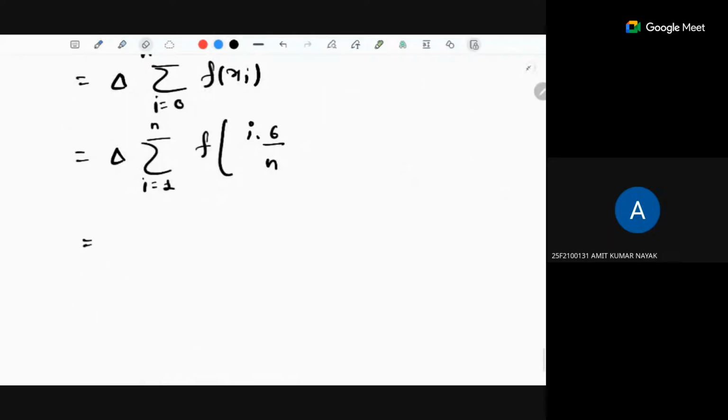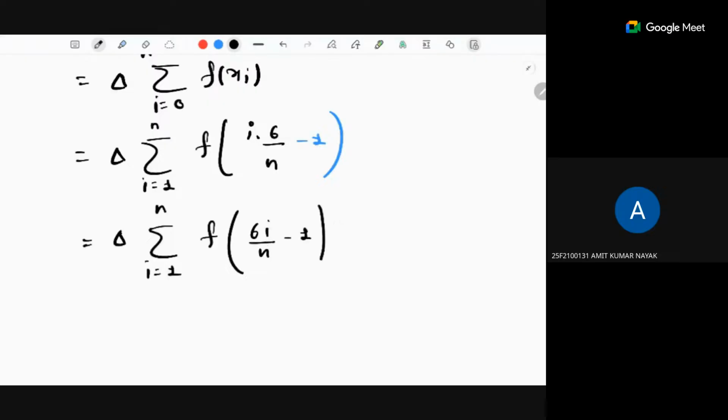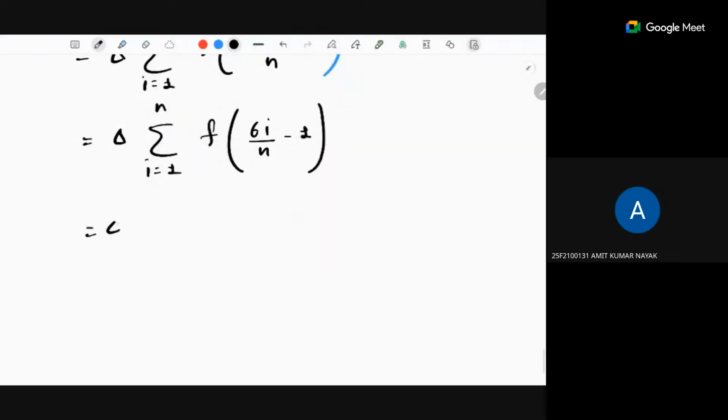This is the same as minus 1 I have to take, right? So in place of delta, we have 6 by n. I'll replace that value later. So this is f of 6i by n minus 1, and this is delta now. This is the summation with i ranging from 1 to n.